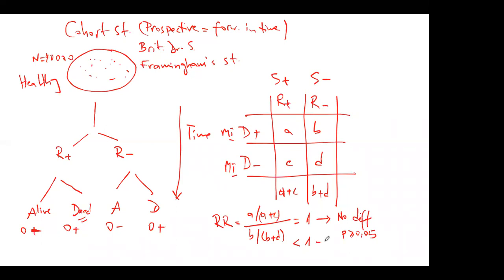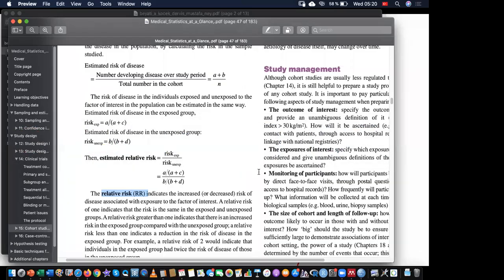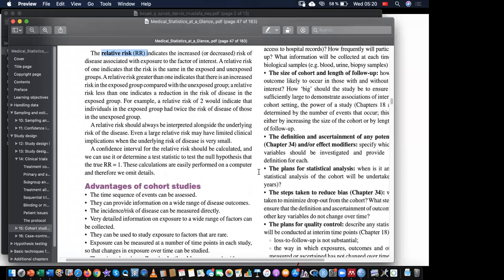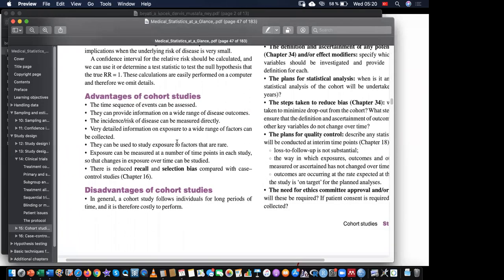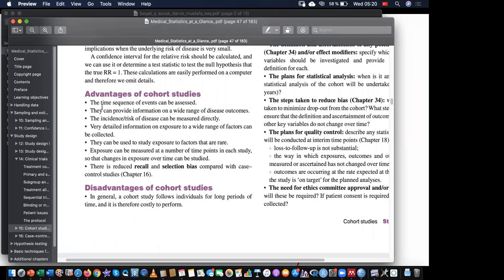So this implies it is beneficial. It has a benefit, it is useful. If my relative risk is above one, it means there is a risk. The p-value is less than 0.05. There is a significant risk. The risk of getting the disease is higher among those who are exposed to the risk factor. So this you have to read, but if you understood the concept, you could figure out what are the advantages and disadvantages of a cohort study.